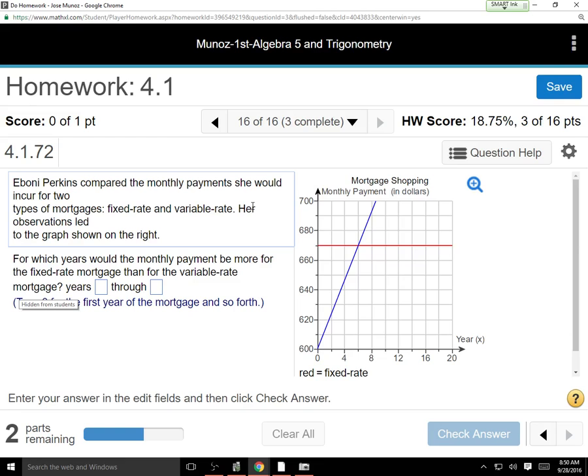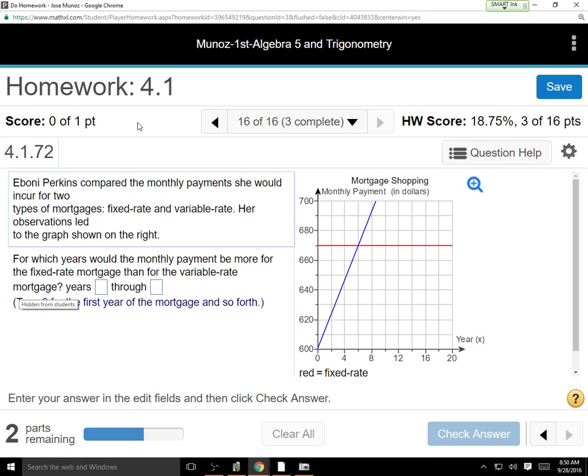Ebony Perkins compared the monthly payments she would incur for two types of mortgages, fixed rate and variable rate. Her observations led to the graph shown on the right. Her observations led to the graph shown. For which years would the monthly payments be more for the fixed rate mortgage than for the variable rate mortgage?